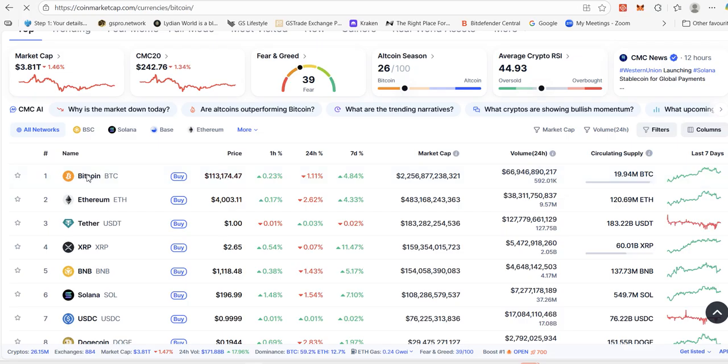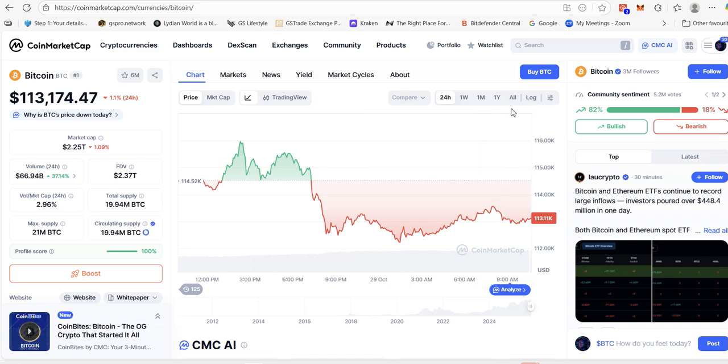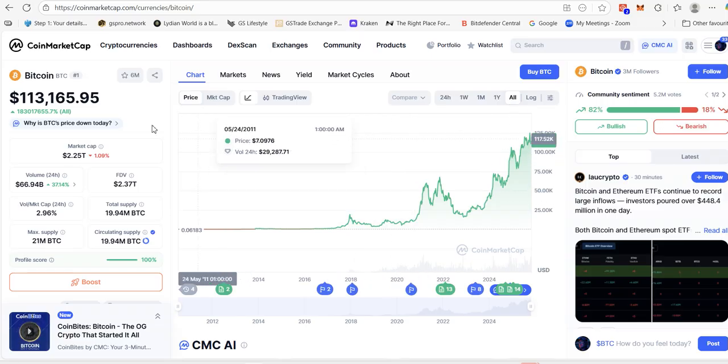You can click on Bitcoin and look at the all-time chart. You click on all. The current price of Bitcoin is $113,000 from today. Today's date is the 29th of October 2025. And you can see it's also got a max supply of 21 million BTC. That's it. That's all there is.